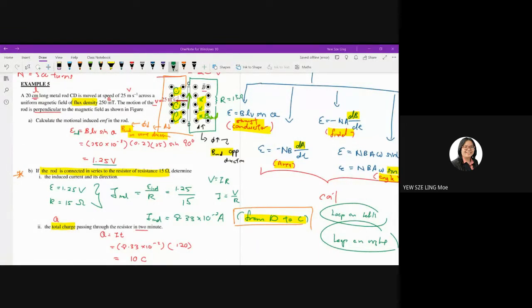It doesn't matter whether you draw the loop on the left or on the right. As long as you have the right idea, the right concept, it shouldn't be an issue for you to determine the direction. So I'll give you more time. I want you to draw the diagram for both directions, both loops.